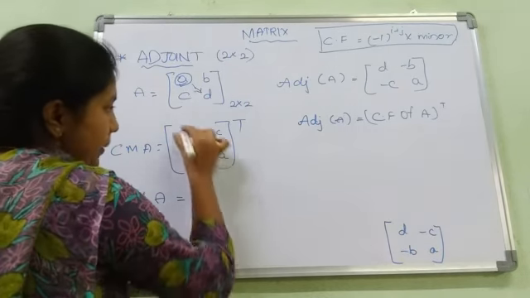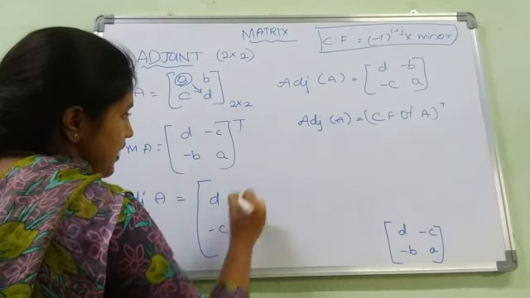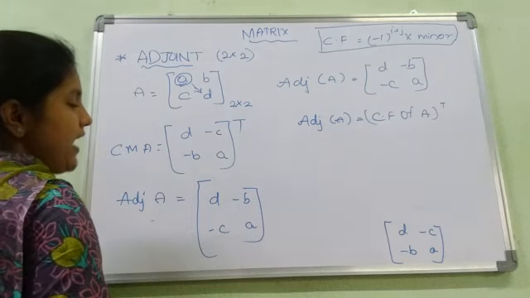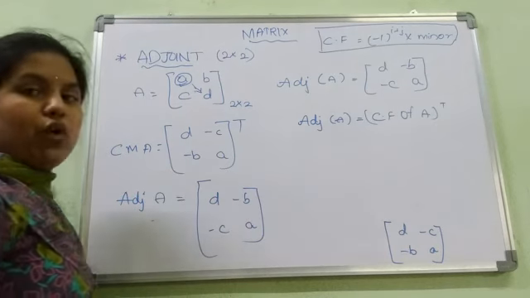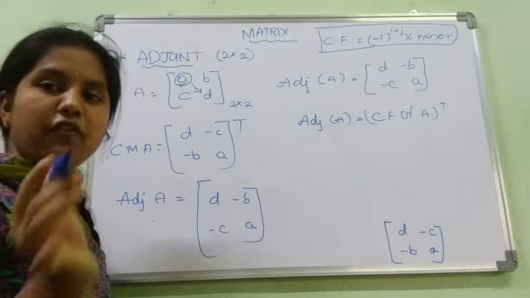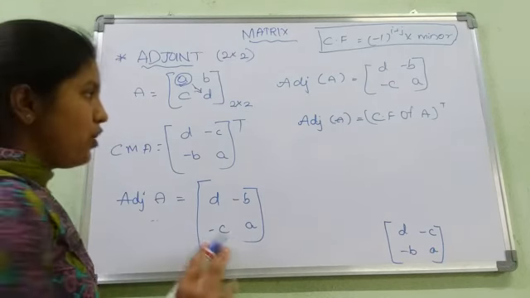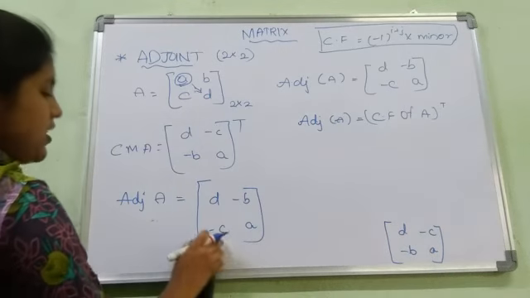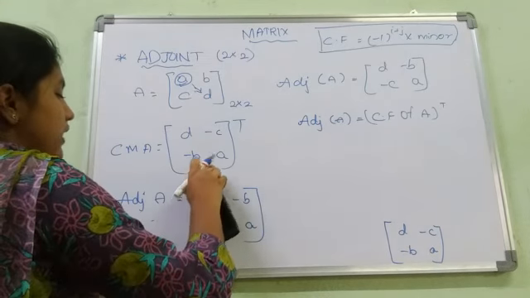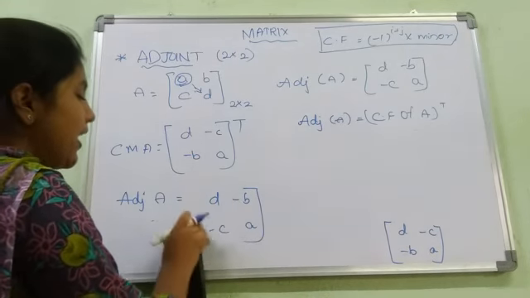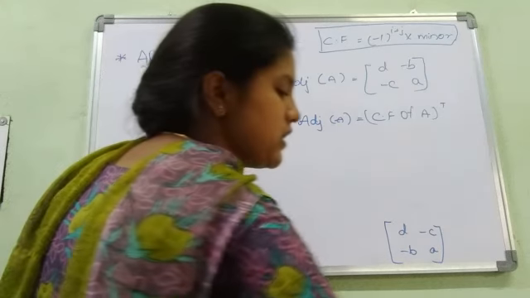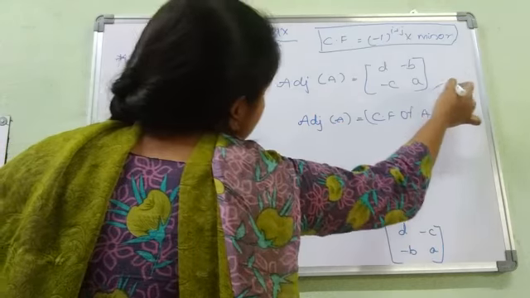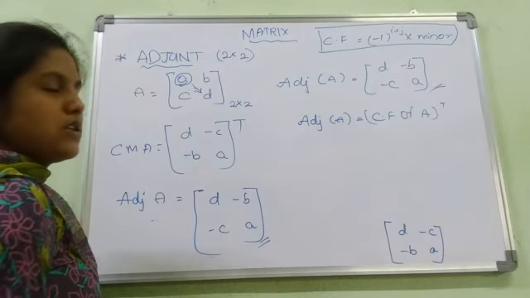D, minus C, minus B, A. Okay. I changed here row into column. What is transpose? The interchanging of rows into columns and vice versa is called transpose, right? So here I have changed the rows into columns and columns into rows and got the result: D, minus B, minus C, A, which is equivalent to this, right?